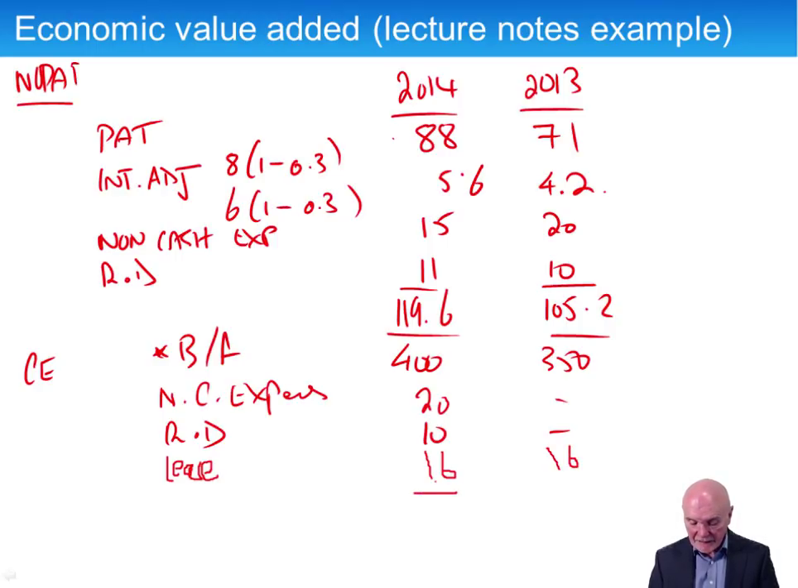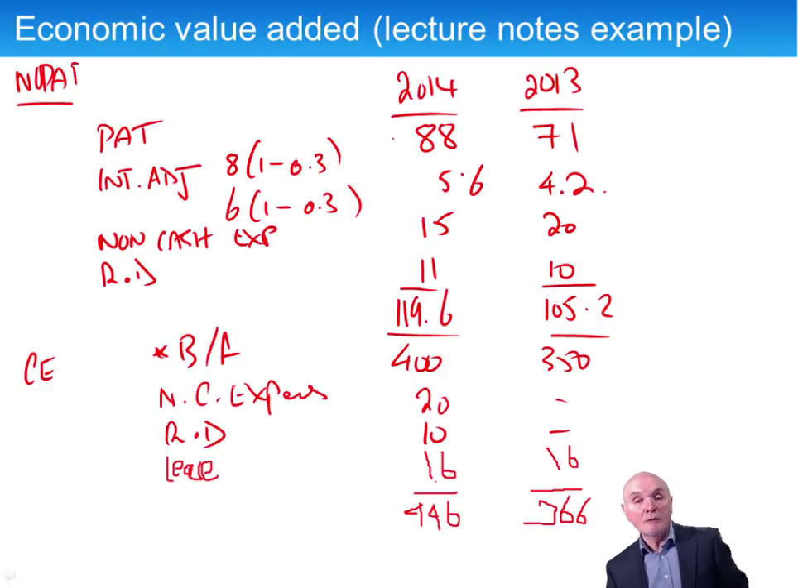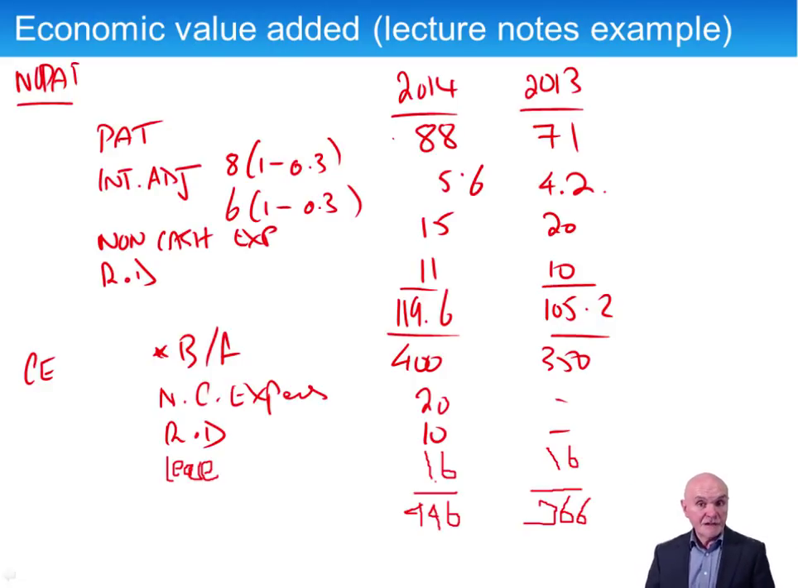So what we're going to be ending up with as our capital employed, 400, 430, 400. We're going to be ending up there with 446. We're going to be ending up here with 366. So we have our capital employed, we have our NOPAT, and the last step will be to work out the weighted average cost of capital and charge the NOPAT for the use of these two capital amounts.